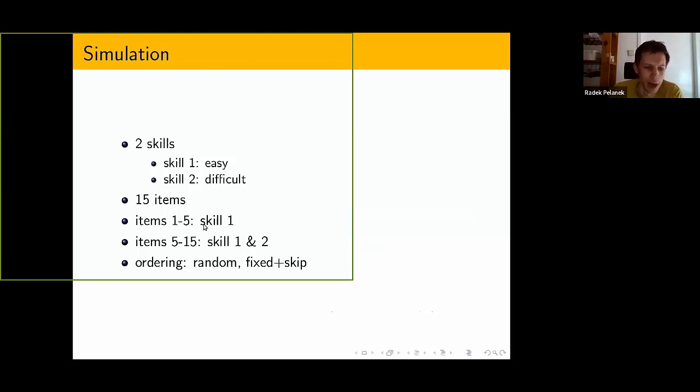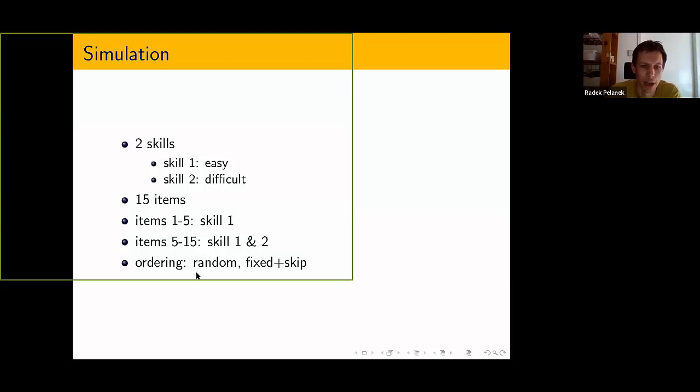First 5 of them are related to skill 1. The next 10 are related to both skill 1 and skill 2. And we have several simulated students which are learning according to the model. So these are kind of optimal students for the model.